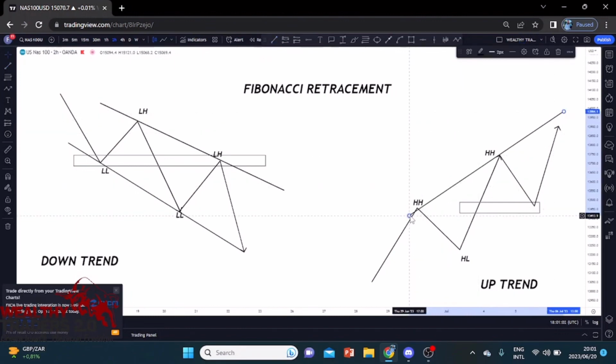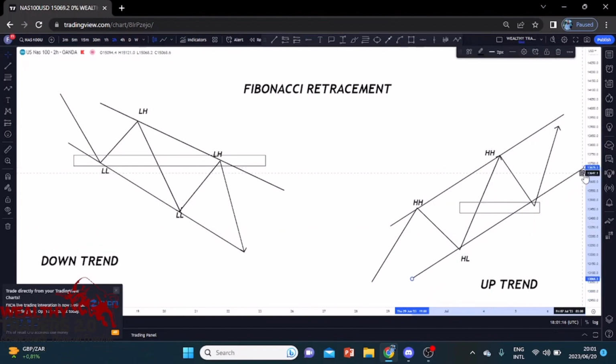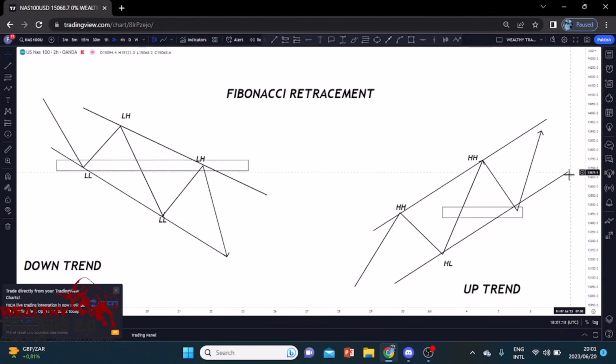You can use a trend line. You are most welcome to use your trend line if you are using your Fibonacci, because it does work for more confirmations. That's how you should be plotting your Fibonacci.